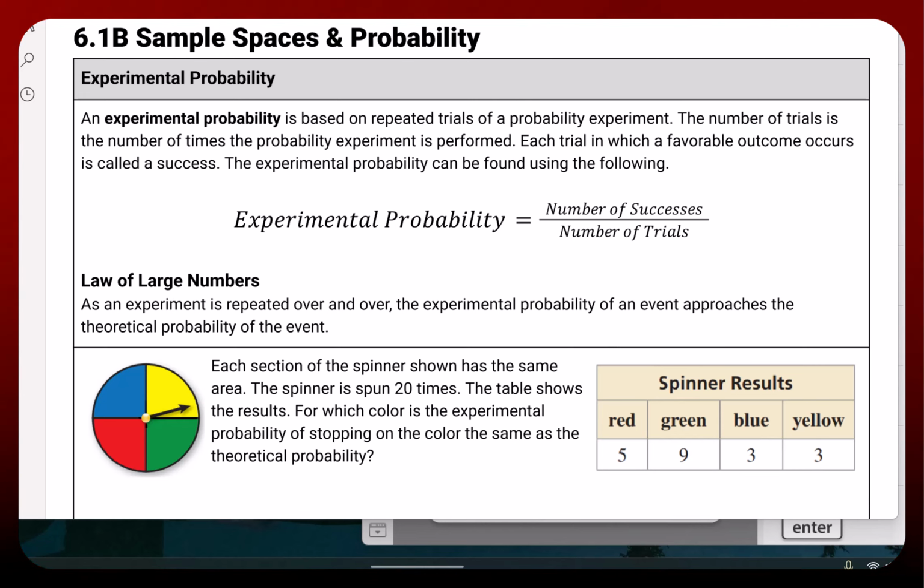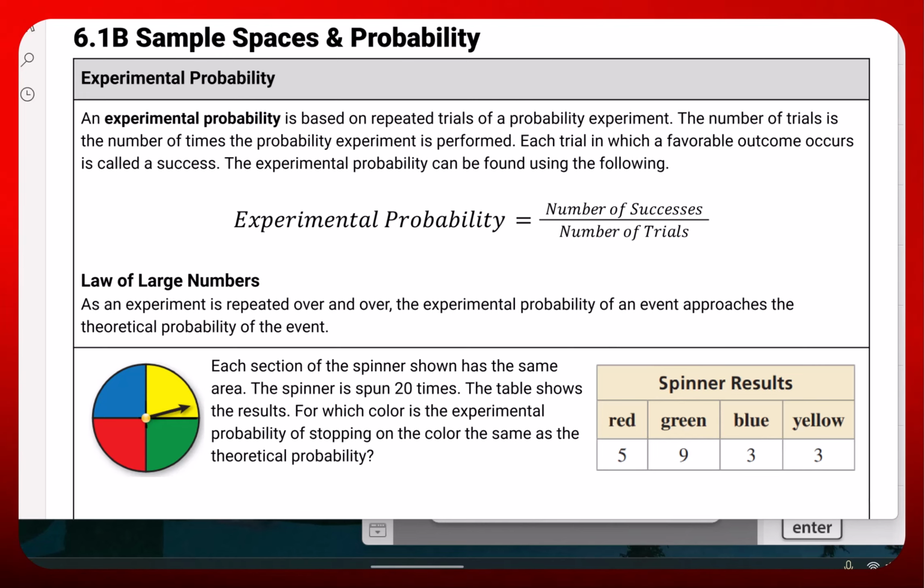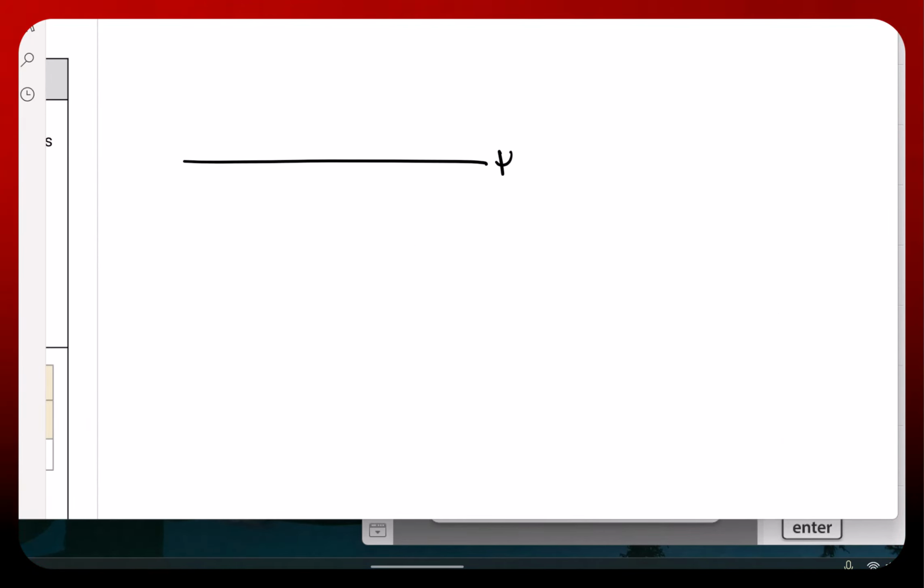But I'm going to tell you right now, if I have all of you take a coin and flip it 30 times, are y'all all going to get 15 heads and 15 tails? Absolutely not. Okay. So theoretical, what it does, I'm going to draw you a little picture here. Theoretical is like a line.